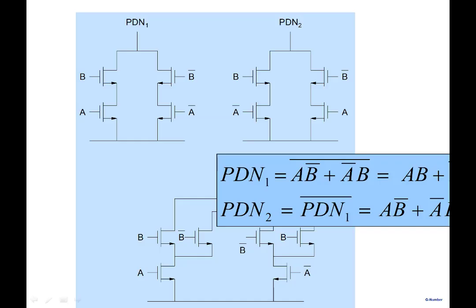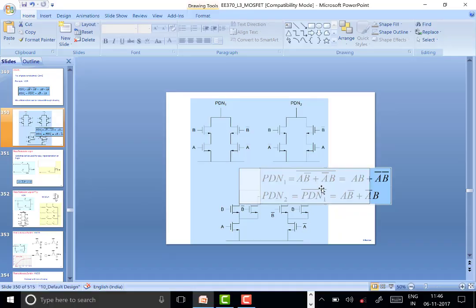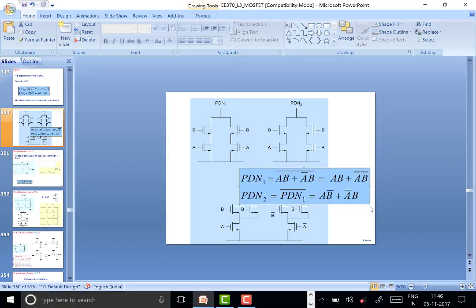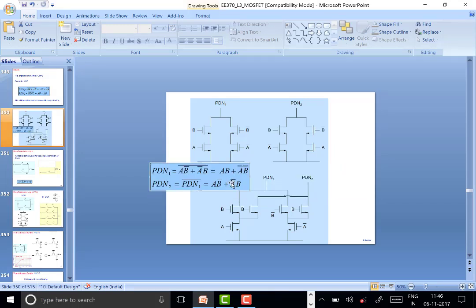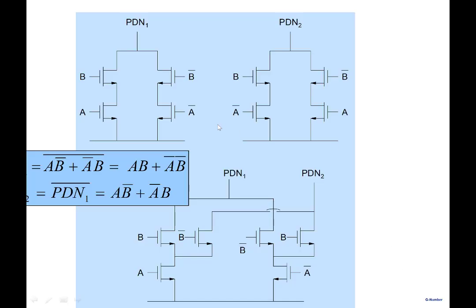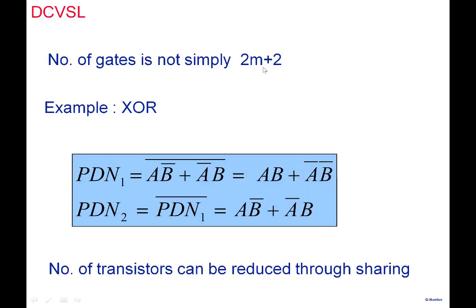Okay, PDN1. You can see A B, A bar B. This is a normal PDN1, and here, so we can see better. This is the complementary part of this. So the idea is that it's not always 2m plus 2.